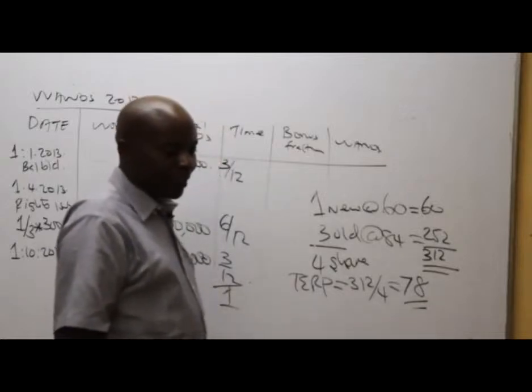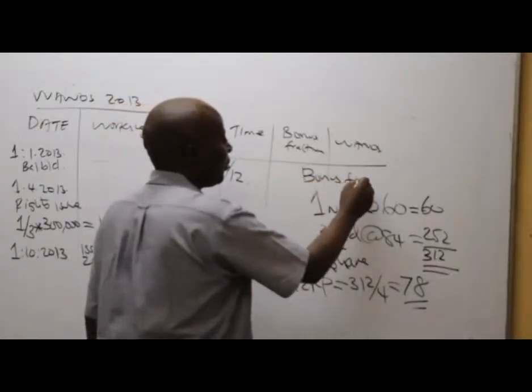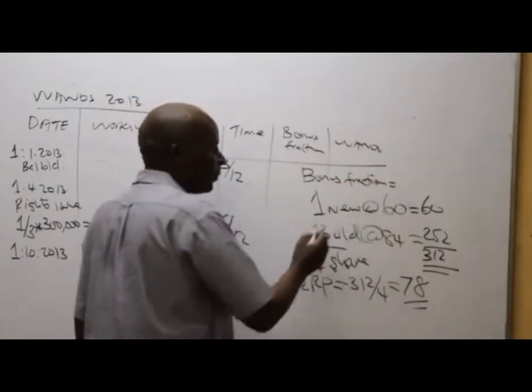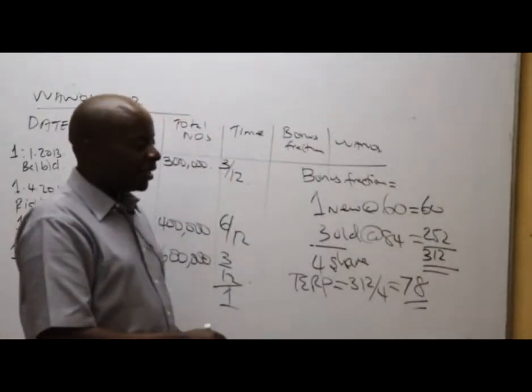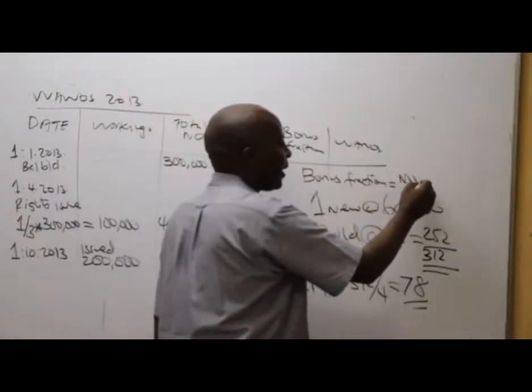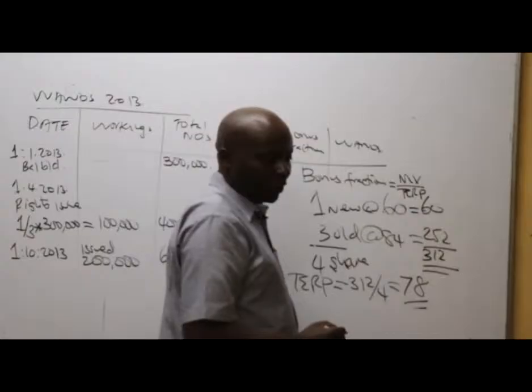This 78 like that. Then what is the bonus fraction? Let me see. What is the bonus fraction? I'll take the market value over the theoretical ex-rights price. Market value all over the term. Nimeona mmoja amechukua opposite.